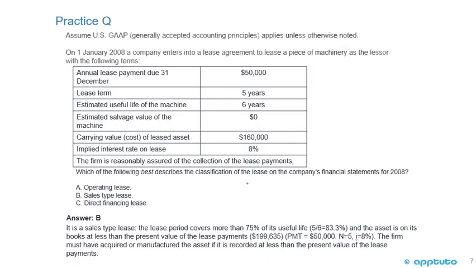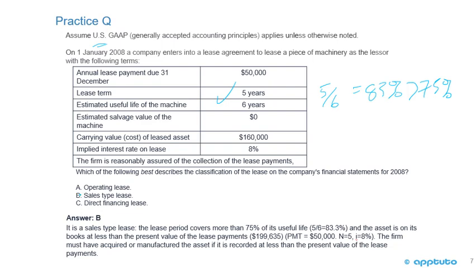Okay, this is a nice question with regards to leases, and it's under US GAAP, of course. So the first thing we have to check is if it's an operating lease. No, it's not an operating lease just due to the lease term. 5 out of 6 years is 83%, which is greater than the 75% under US GAAP. So that criteria alone makes it some type of finance lease, okay?